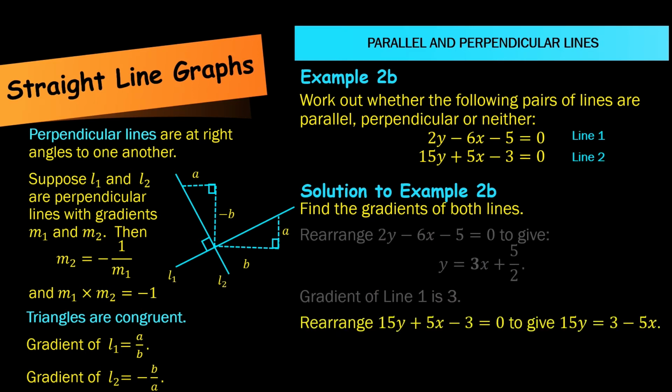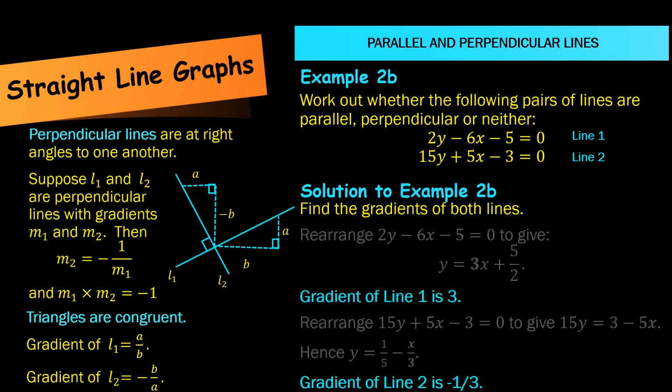Similarly, let's rearrange line 2 to first give 15y equals 3 minus 5x. Notice that we've added 3 minus 5x to both sides in order to isolate the y's, and then divide through by 15. Therefore we have y equals 1 over 5 minus x over 3. And therefore the gradient of line 2 is minus 1 over 3.